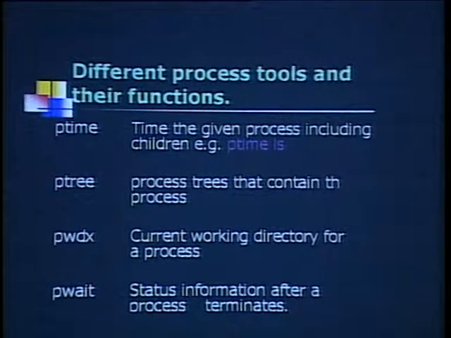Our next tool is process tree. This command is used to show the tree of the processes and its sub processes. Our next command is to print the current working directory of the process, that is pwdx. Next command displays the status information after a process terminates. Now, let us see some examples of process tools.